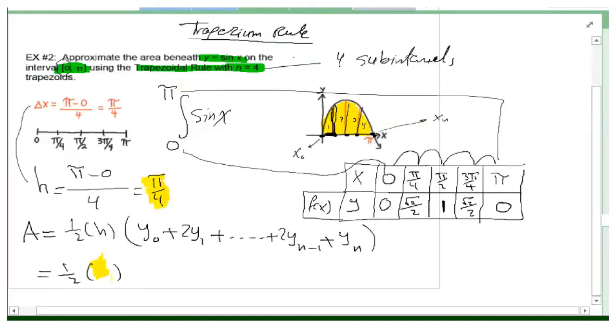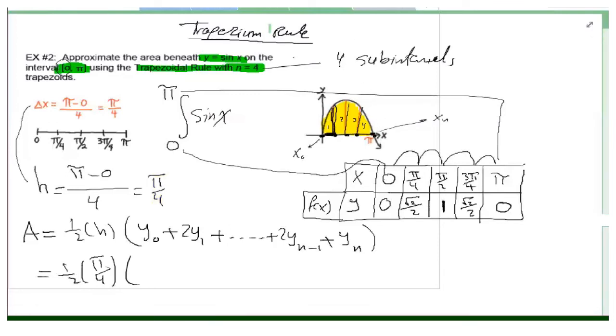We put it there. So it's half pi over 4. First value y, last value 0. So I can write it as y, first value is 0 and the last value is 0.